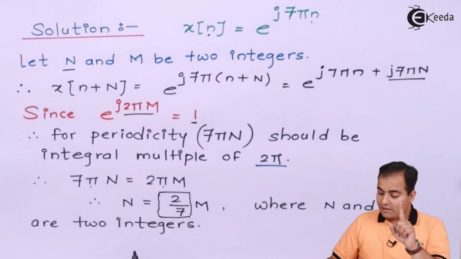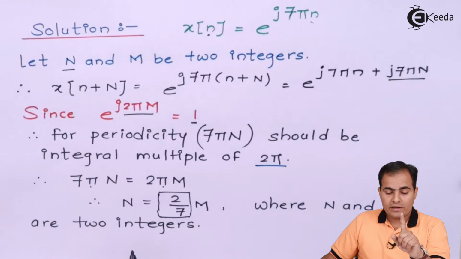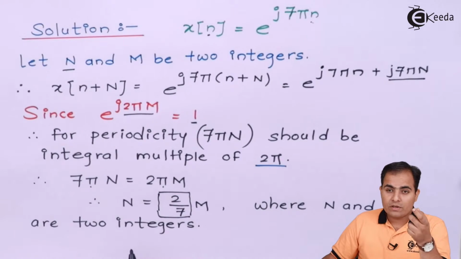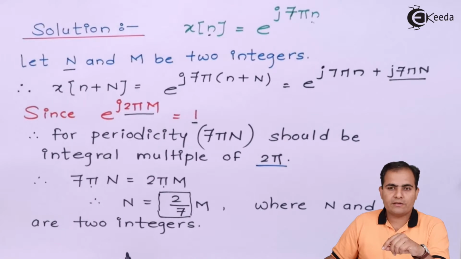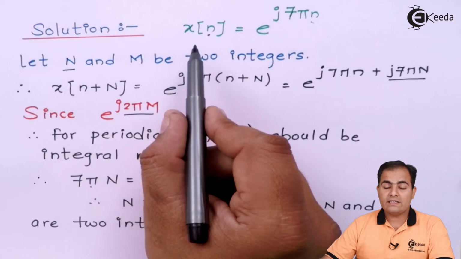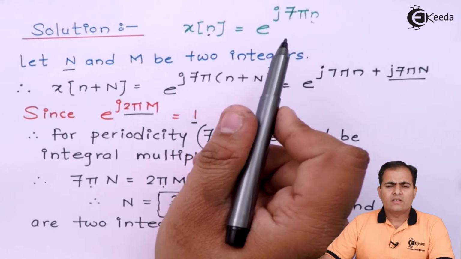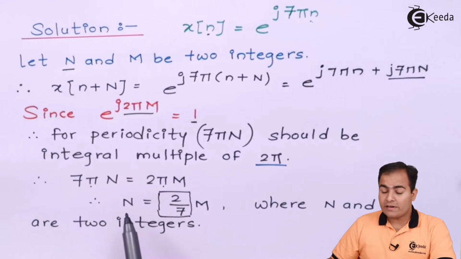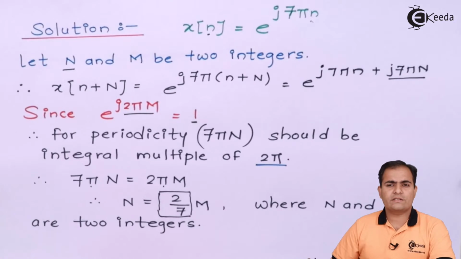So you can say that while finding the period, if you have a ratio of two integer values, then the given function is periodic. So this x of n is a periodic signal. Then what will be its time period? Let's find out the time period or fundamental period of this x of n.